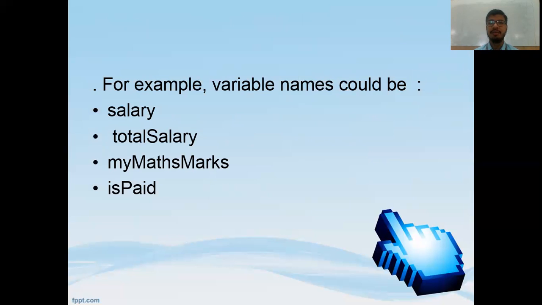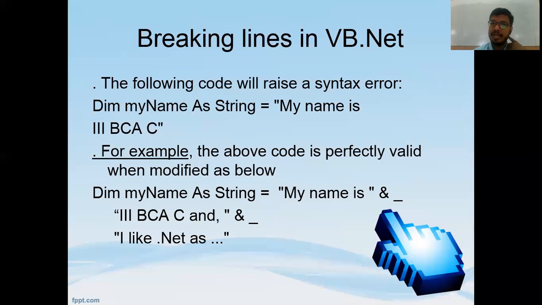Example variable names could be salary, total salary, my math marks, is paid. All these are examples from an employee, in a company, so they have been taken from there. Okay, so breaking lines in VB.NET. How do we do this? Okay, so we have an example here. The above code is perfectly valid when modified as below. So we have something like Dim myName As String = "My name is". Okay, so we can do it in different lines.